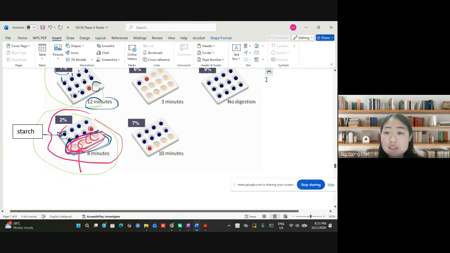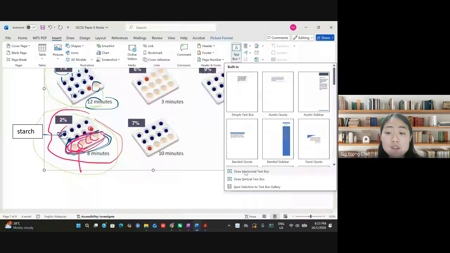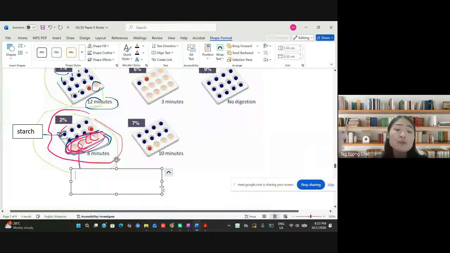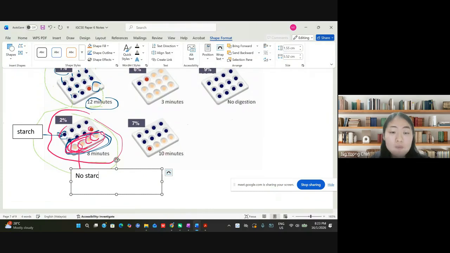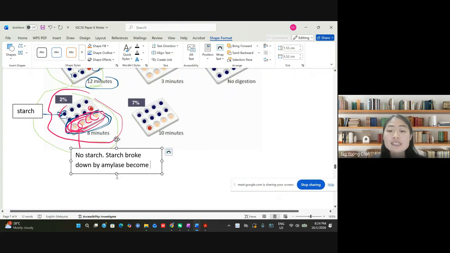Because there's no starch in this region, when the iodine comes in contact with these areas, it does not change in color because there's no starch already. Why is there no starch? It's because the starch is being broken down by amylase. What do you say? Starch broken down by the amylase becomes what? Become maltose. Yeah, maltose.